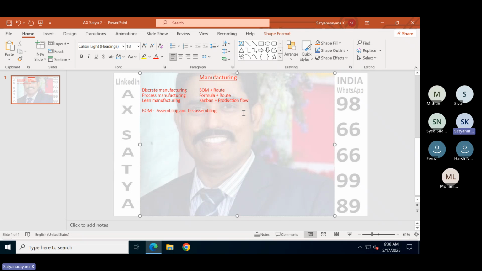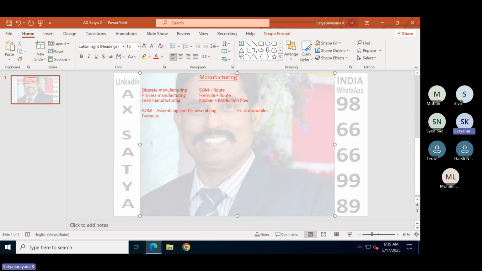Now formula. Examples for assembling and disassembling: the automobile sector. A simple example, like a car manufacturing company, bike manufacturing company, bicycle manufacturing companies, all of them can do assembling and disassembling at any point of time.